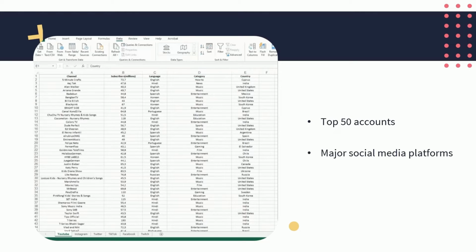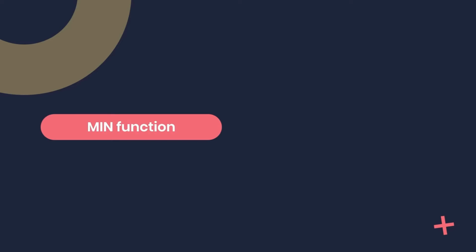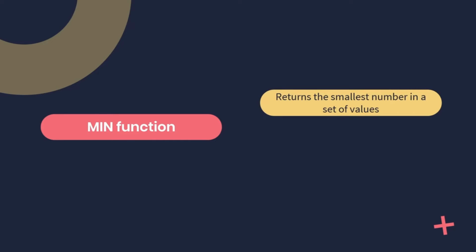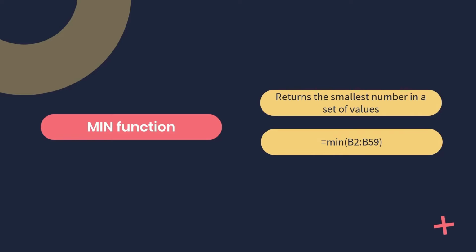Say you want to know what the lowest number of subscribers in these top 50 accounts are. In this case, we'd use the min function. This returns the smallest number in the set of values. The syntax or array would be as follows: equals to min, and then you'll enter your array. So in our case, it will be B2 to B59.